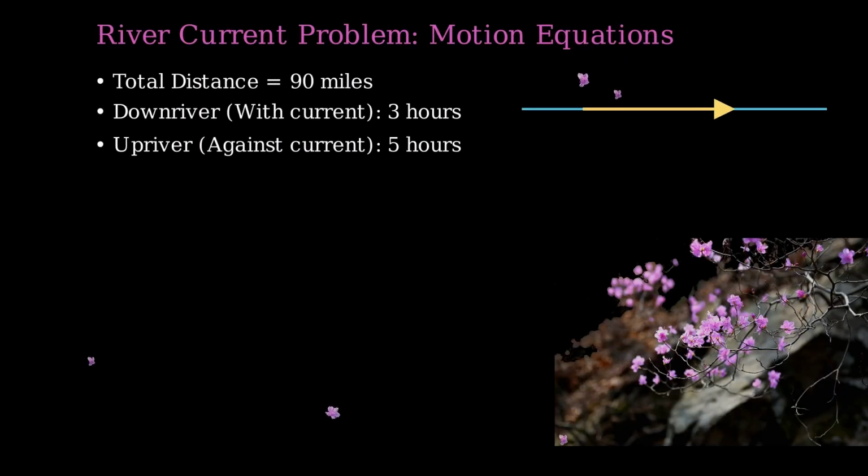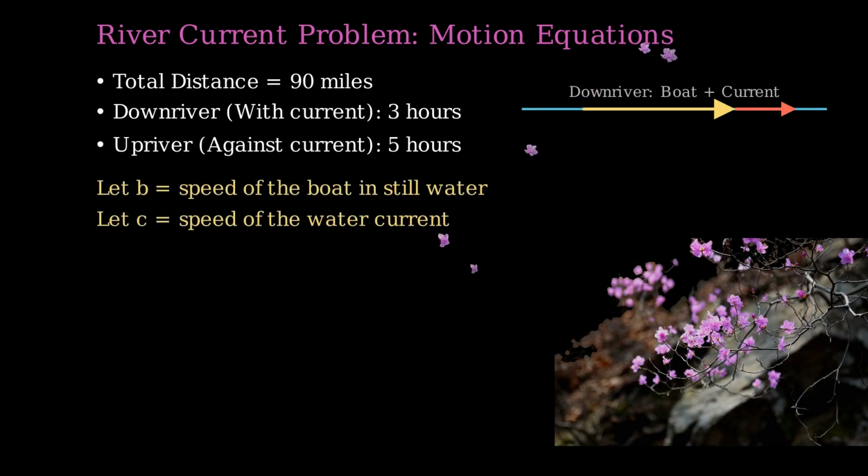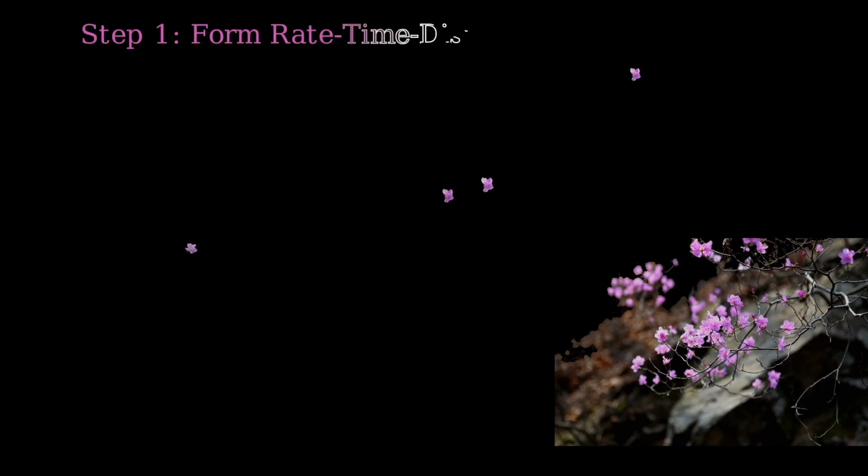Let's solve a river current word problem. A rescue boat travels 90 miles downriver in 3 hours. Returning upriver, it takes 5 hours to travel the same 90 miles. Let's find the speed of the boat in still water and the speed of the current.